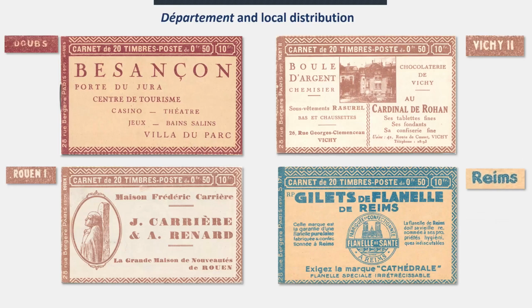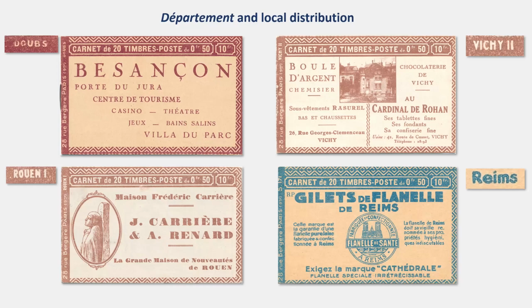Here we've got examples of booklets that were issued for a specific département, and in this case there might be some advertising that was peculiar to that area. In the top left-hand side, this was issued for the département of Doubs, and you can see the Doubs printed in the top of the spine there. And then a couple of towns, you've got Vichy, the top right-hand corner, which has got, again, local advertising. And the bottom left, Rouen, again, you can see that clearly on the spine.